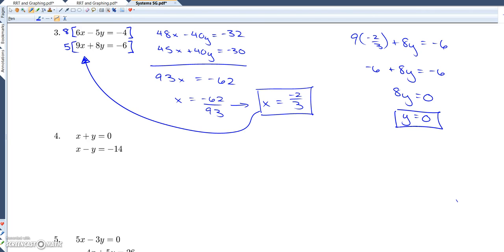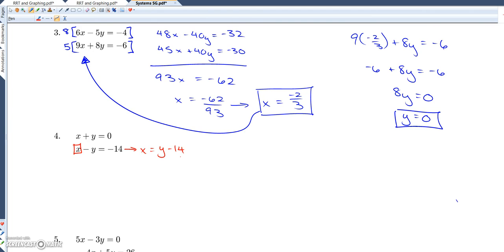Right away, you should see elimination on number 4. You have x's and y's stacked on top of each other. It wouldn't be a hard problem to do substitution on, but you don't have to. I'm going to do it anyway just to make sure that I have an example for each different type. I'm going to solve the bottom one for this x. I'm going to move the y to the other side. X equals y minus 14.